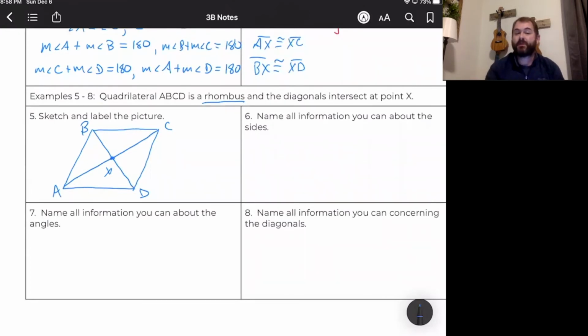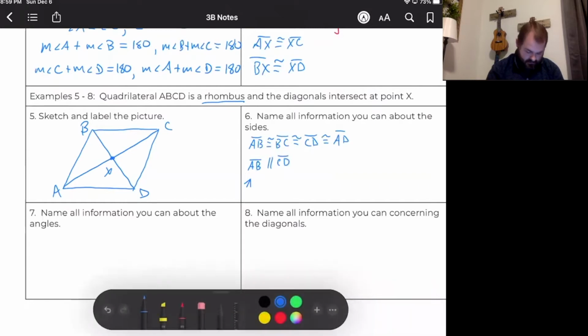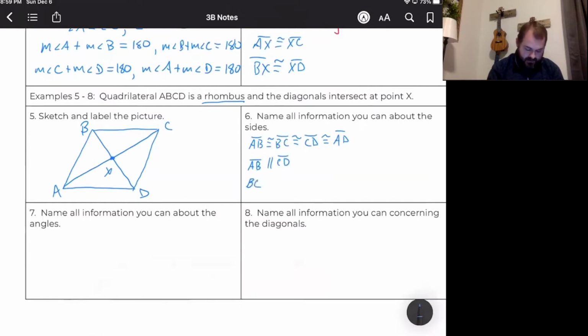We're going to name all the information we can about the sides. Well, all four sides are congruent this time. So I can say AB is congruent to BC, is congruent to CD, which is congruent to AD. And then opposite sides are still congruent, or still parallel. AB parallel to CD, and BC is parallel to AD. Okay, and that's what we know about the sides.